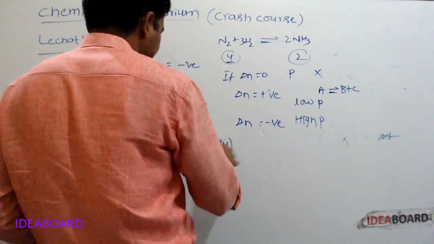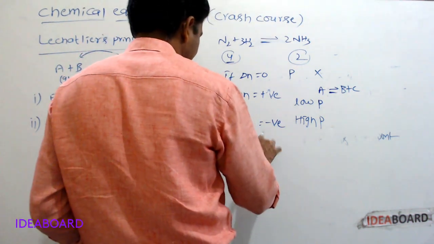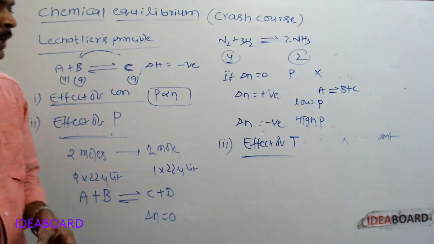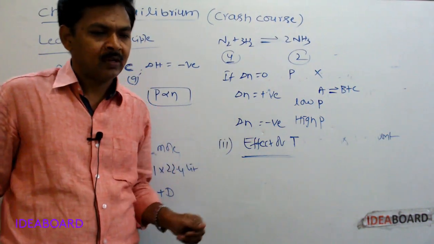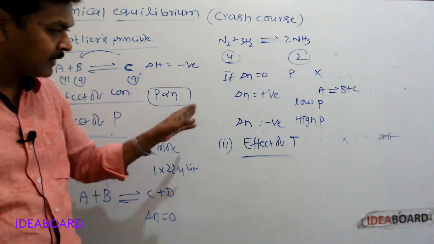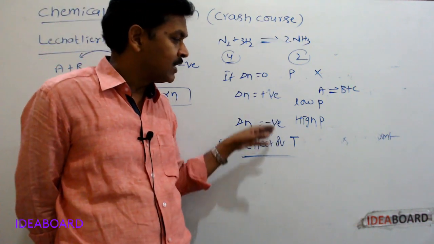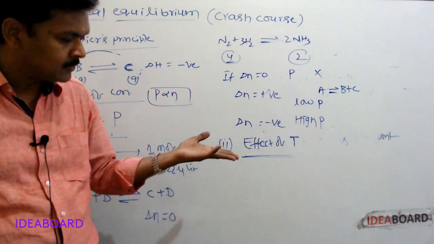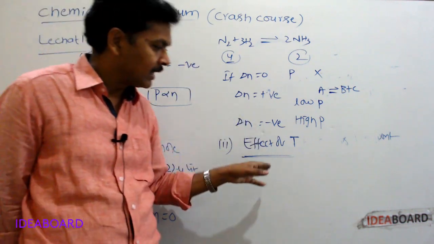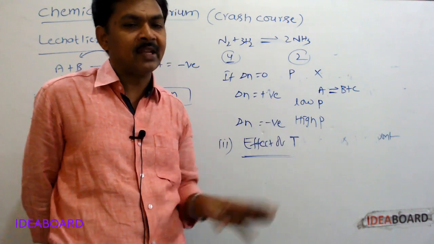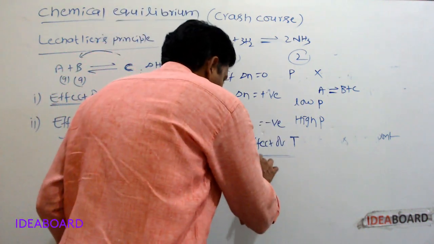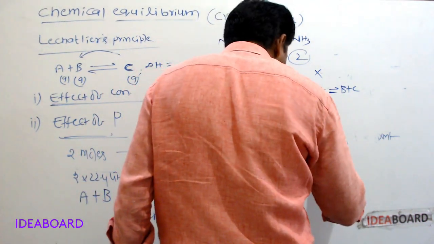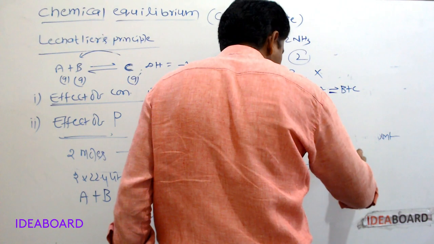Next, last one, effect of temperature. If temperature increases, then equilibrium shifts in the direction in which there is a decreasing of temperature, that is endothermic reaction. So we can generalize like this: high temperatures favor endothermic reactions.